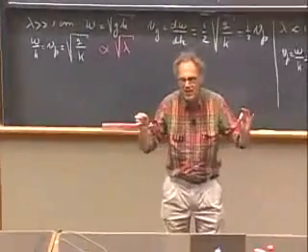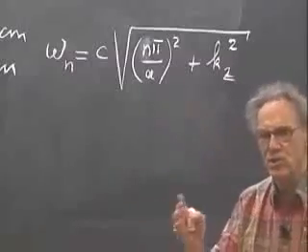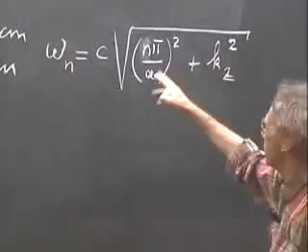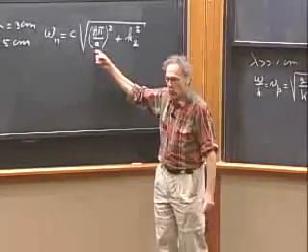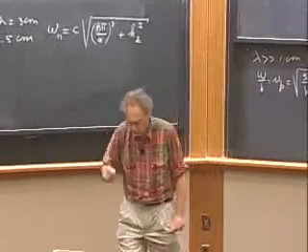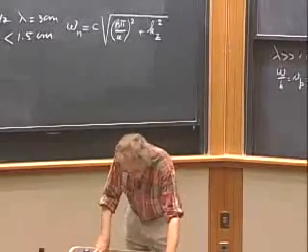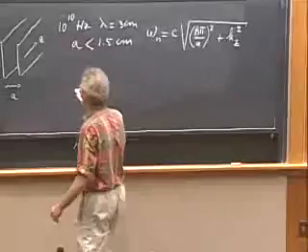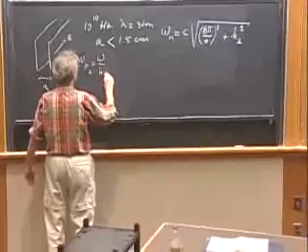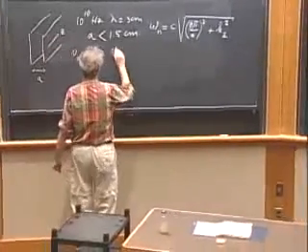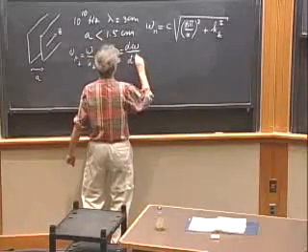Remember, when we had a string that was fixed at both ends, we got terms like this. Remember when we had sound in a box, we had n pi divided by L in the x direction, m pi divided by L in the y direction. So you recognize here that it has to do with the boundary condition of the electromagnetic radiation without exactly understanding why it is the way it is. And so the phase velocity, v phase, in the z direction is omega divided by k z, and the group velocity in the z direction is d omega d k z.